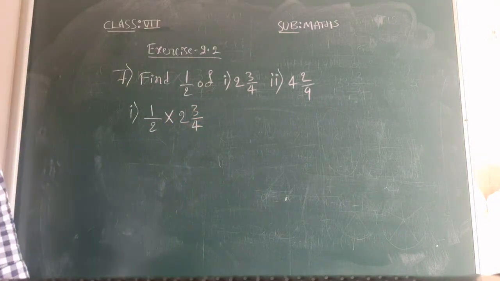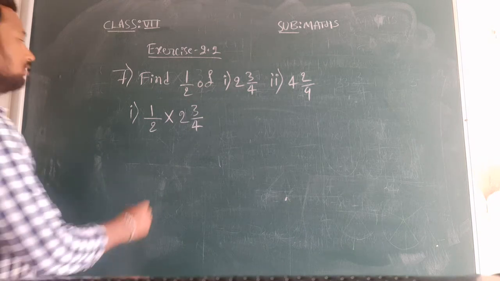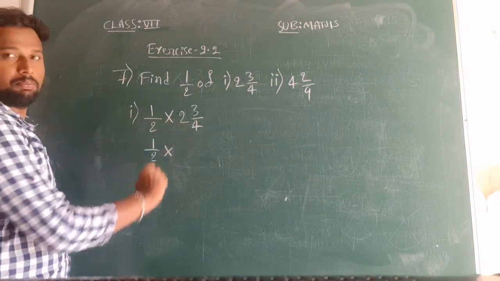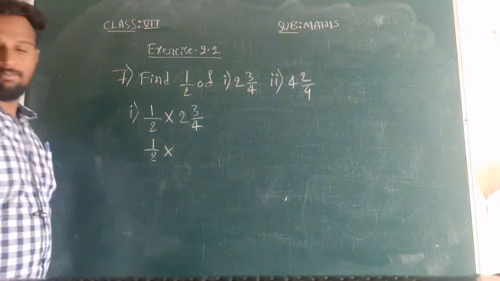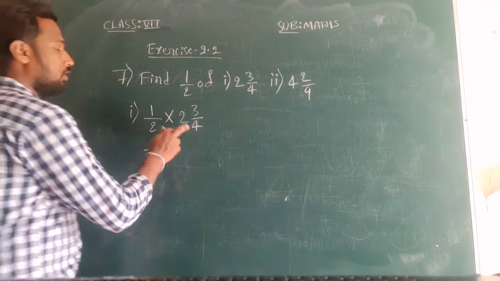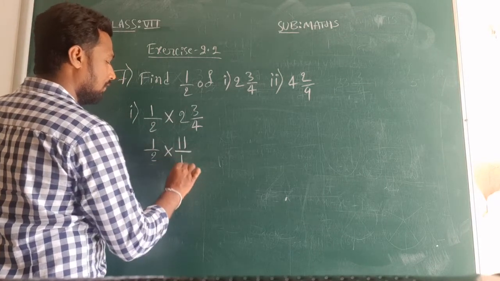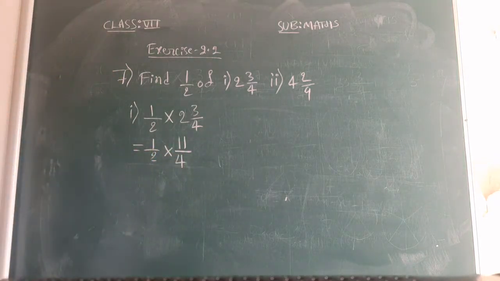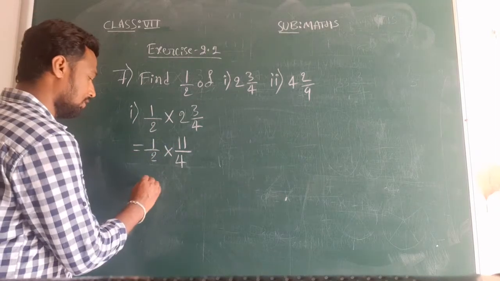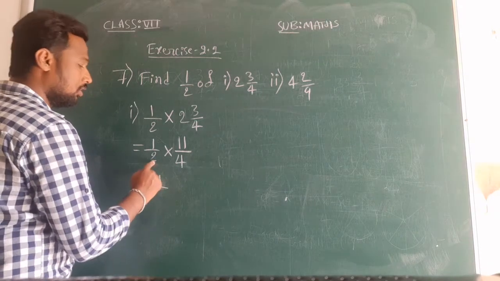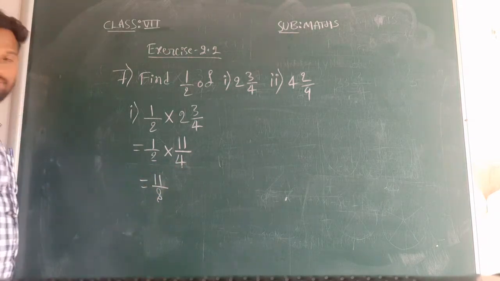Now we will convert this mixed fraction to an improper fraction. So 1 divided by 2 into here 4 into 2. First you have to multiply. So 4 into 2 means what will you get? 8. Next, 4 into 2 is 8, 8 plus 3, what will you get? 11. 11 divided by 4. Now you just have to multiply here. If you multiply, what will you get? 1 into 11 is 11, and in the denominator 2 into 4 is 8.